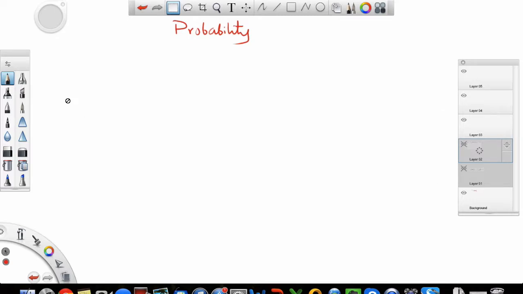Hello everyone. So today we'll look at probability. Let's look at the concepts involved and then we'll do some example problems that are typical for the GRE.